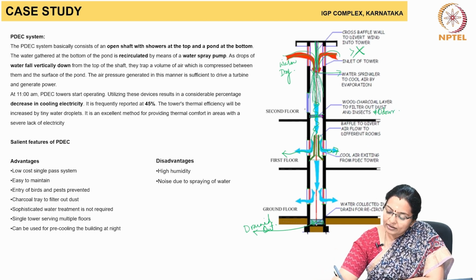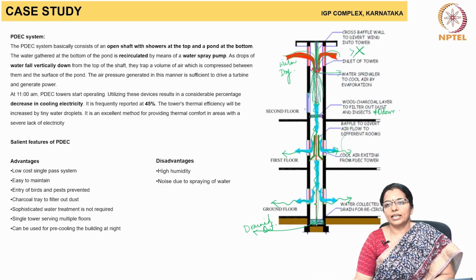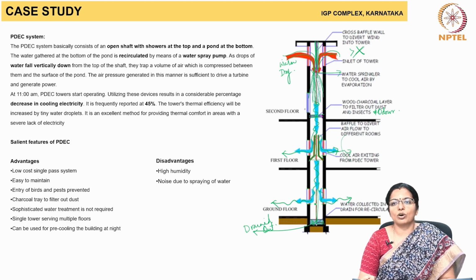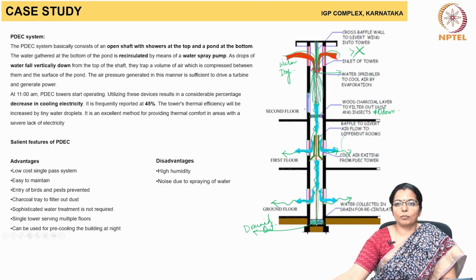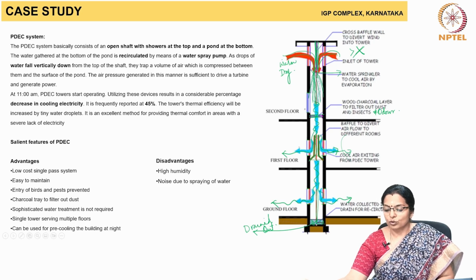This cool air then cools down the room. Again, the remaining air which flows down gets into the ground floor. It is directed by means of a baffle wall here. So, it is said that at about 45%, the tower's thermal efficiency is increased because of the tiny water droplets. So, this is a great method for providing thermal comfort in areas where electricity is also an issue.